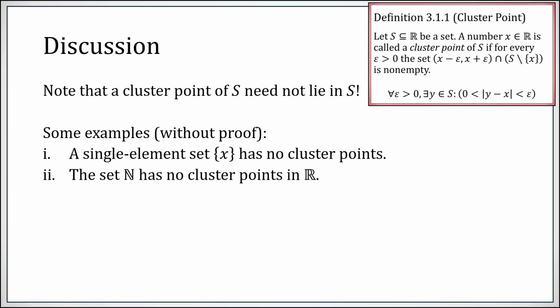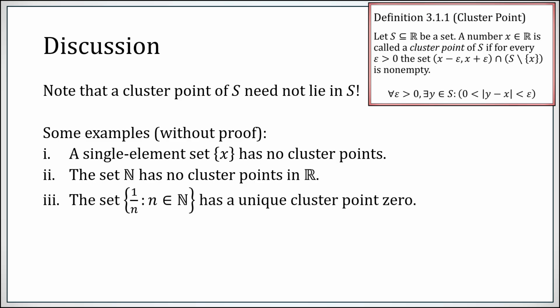The natural numbers also has no cluster points. Any particular natural number cannot be approached using other natural numbers. However, if you look at the set 1 over n, so 1, 1/2, 1/3, 1/4, etc., there is a single cluster point, and that is 0. You can get very close to 0 using elements of this set, and those elements are not actually equal to 0. But that is in fact the only cluster point.